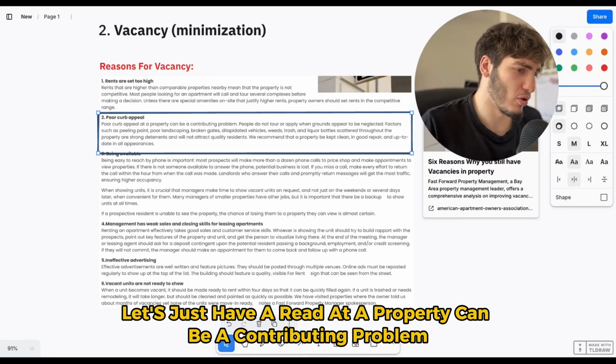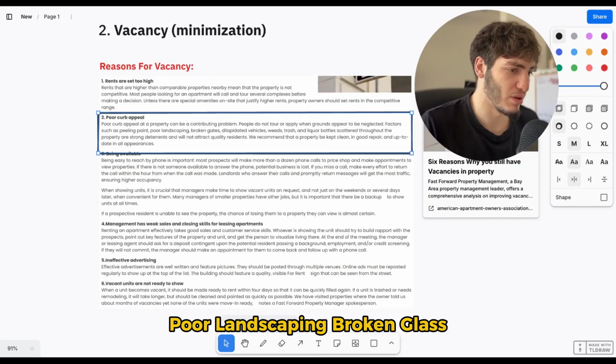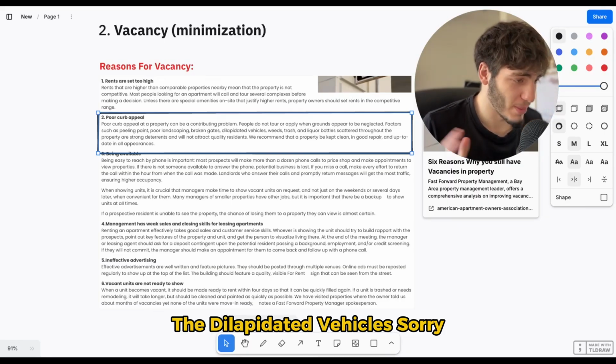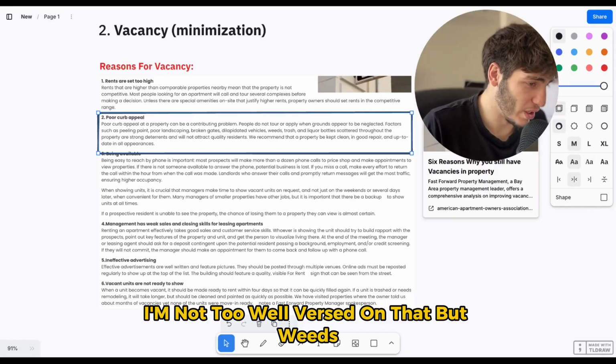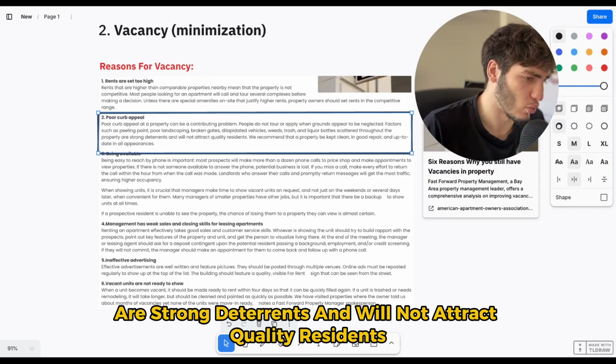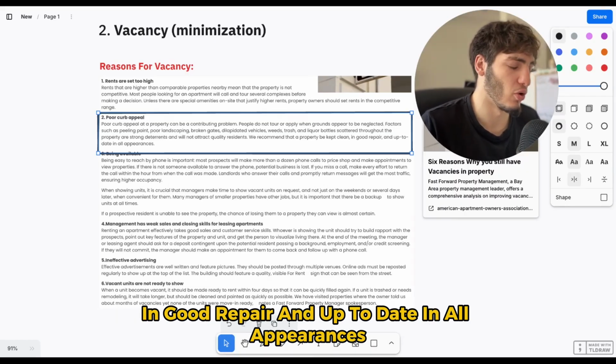Curb appeal at a property can be a contributing problem. People do not tour or apply when grounds appear to be neglected. Factors such as peeling paint, poor landscaping, broken glass, dilapidated vehicles. Sorry, I'm not too well versed on that. But weeds, trash, and liquor bottles scattered through the property are strong deterrents and will not attract quality residents. We recommend that a property be kept clean, in good repair, and up to date in all appearances.